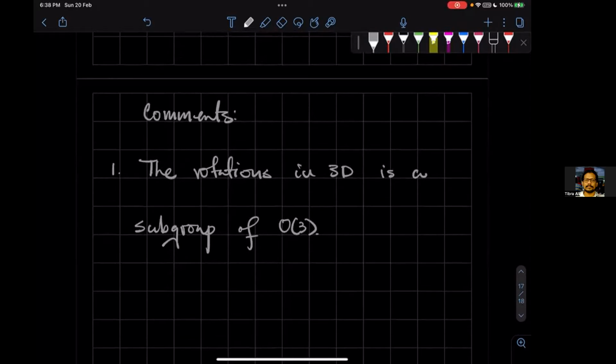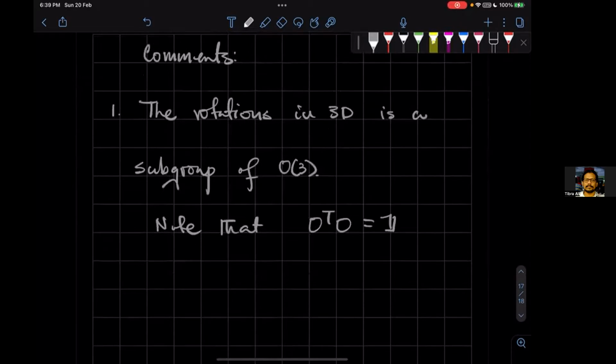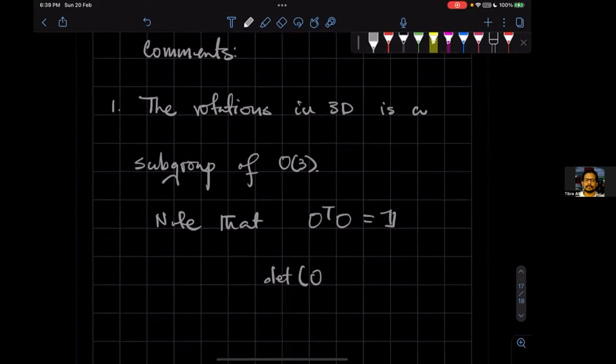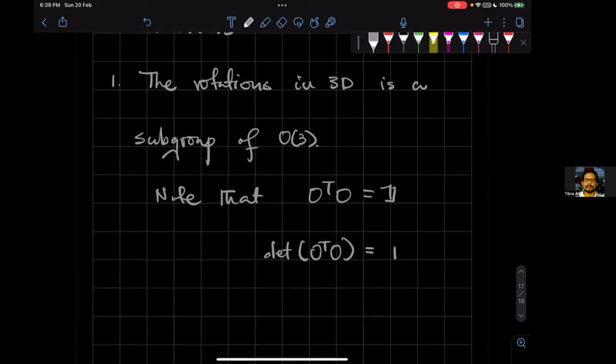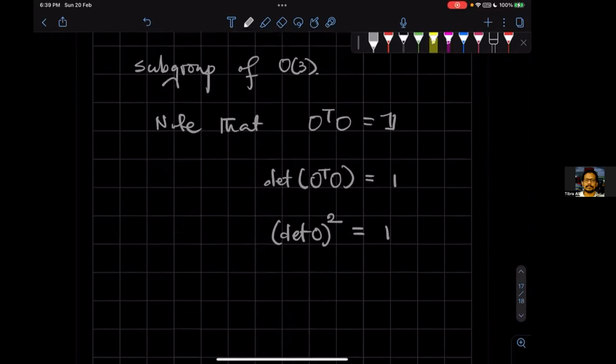Okay, so note that we have O transpose O is equal to 1. Now, if I take the determinant of this equation, I just get this. Now, the determinant of a matrix doesn't change under transposition. So this means the left-hand side is the determinant of the matrix squared, and the right-hand side is 1. So this equation implies that the determinant of O is plus or minus 1.